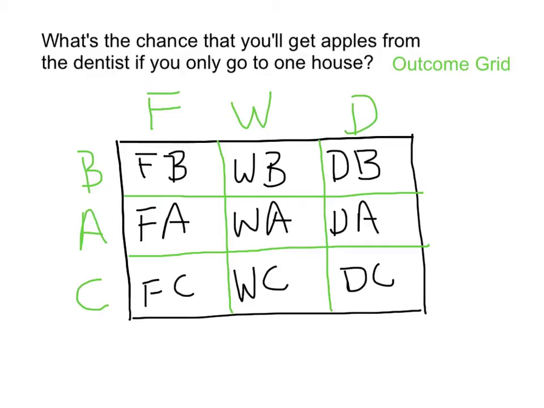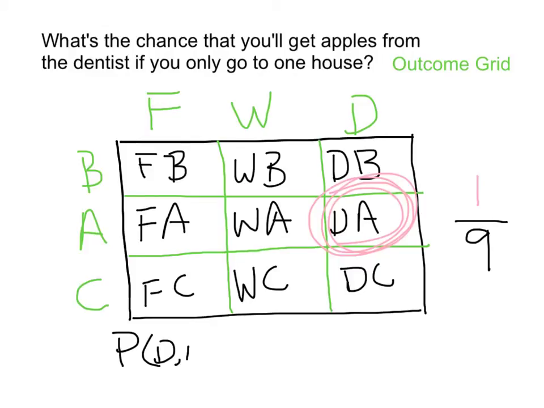All of these things have an equal chance of occurring, so if you just count them up, 1, 2, 3, 4, 5, 6, 7, 8, 9. There are 9 possible outcomes, so that goes on the bottom of my fraction. There is only one chance here that I'm going to go to the dentist and end up with apples, so that is 1. So my probability of going to the dentist and getting an apple is equal to 1/9, and that's using an outcome grid.